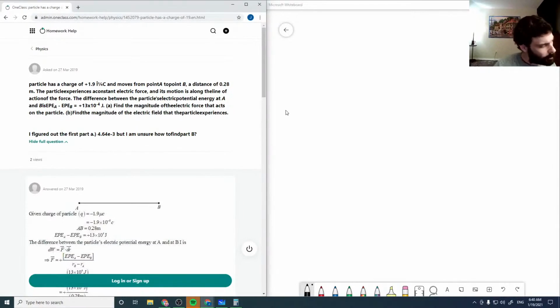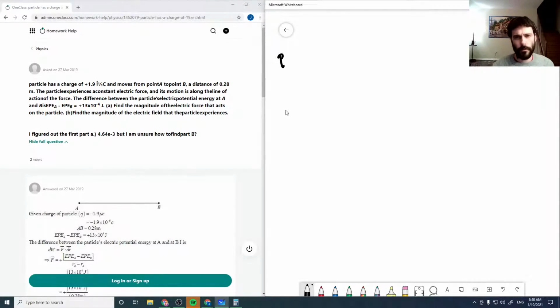Okay, so for this one, we have a particle with a charge of, and for some of the characters that don't seem to be coming in properly, I'm just going to use charges, at least my best guess for some of them. So we have a charge of 1.9 times 10 to the minus 6 coulombs.